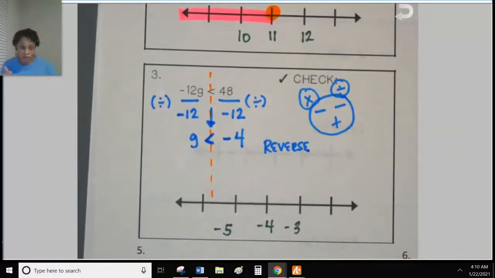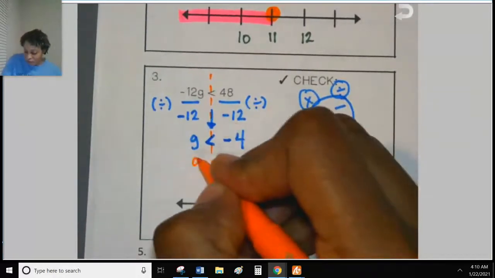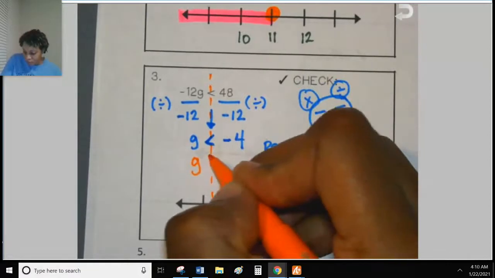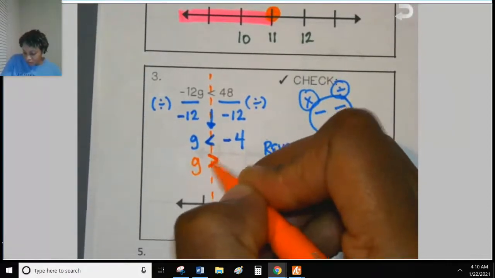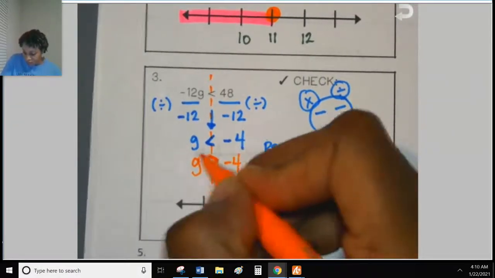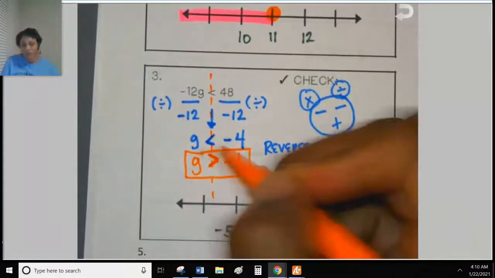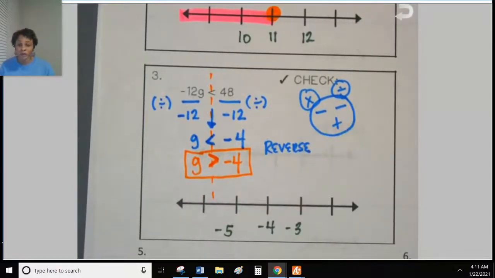I'm going to reverse. So we think about the Cha-Cha Slide. Reverse, reverse, reverse, reverse. So this symbol is going to flip, reverse to the other way. So this is what I'm going to grab. g is going to have to be greater than negative 4. Reverse, reverse. Why? Because we're dividing by a negative 12.